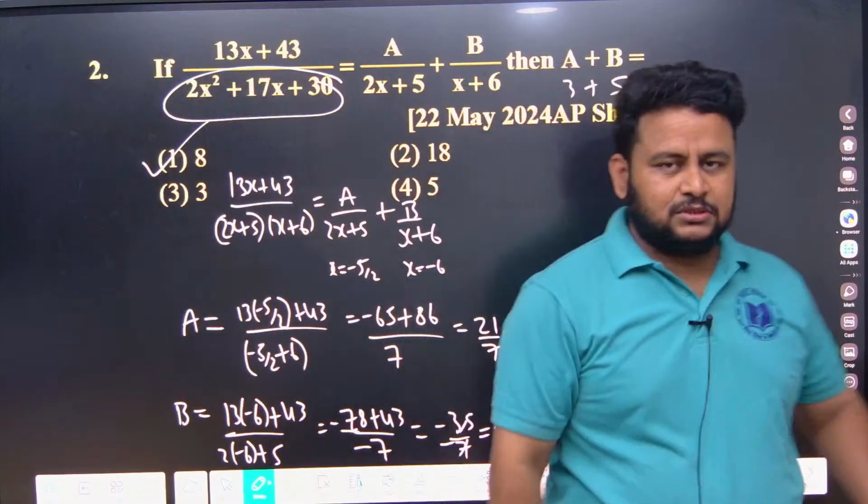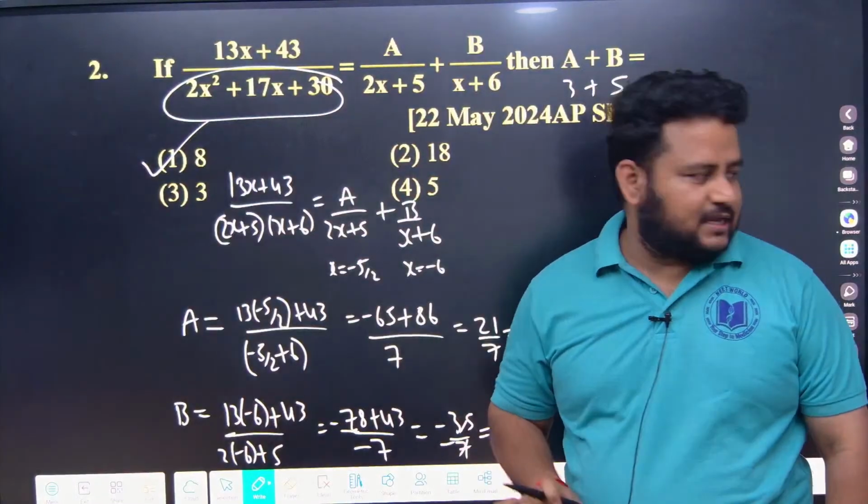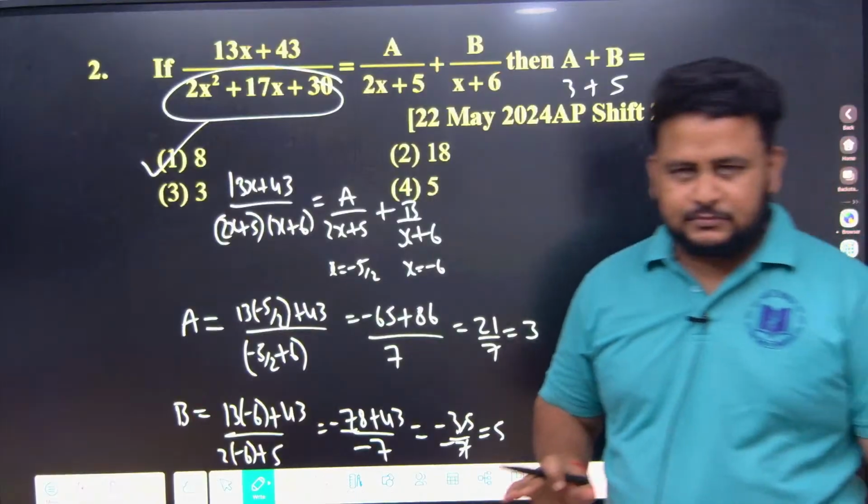Very simple question. So see, using the shortcut, directly we will be able to get the value of a plus b, equal to 8. Clear? I hope it is clear. Can we proceed to the next question? Okay, fine.